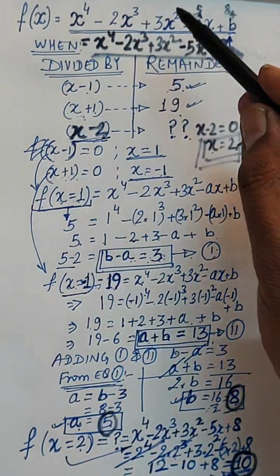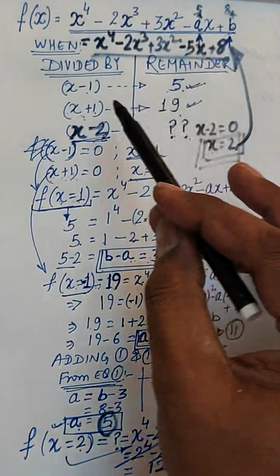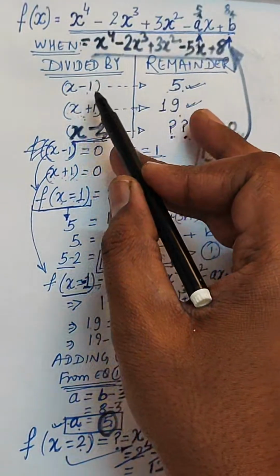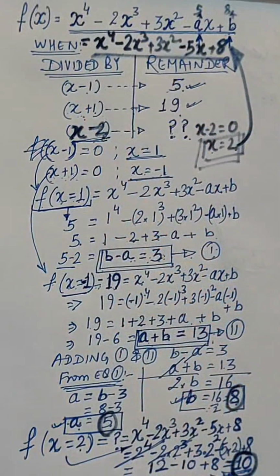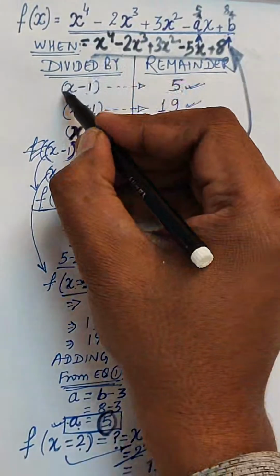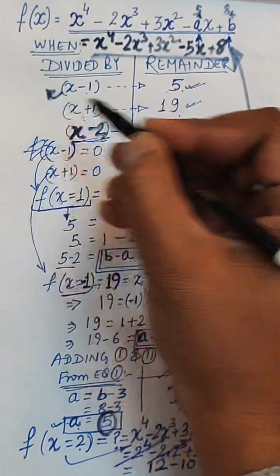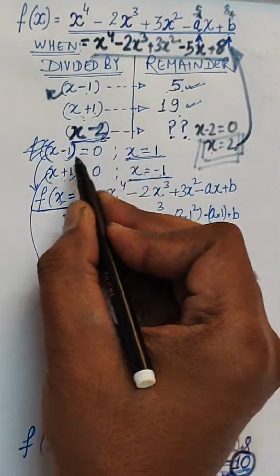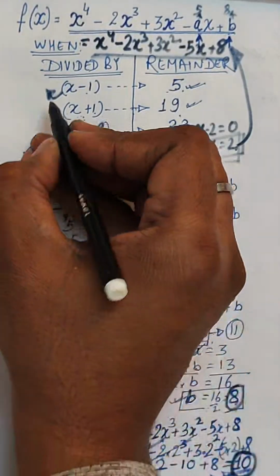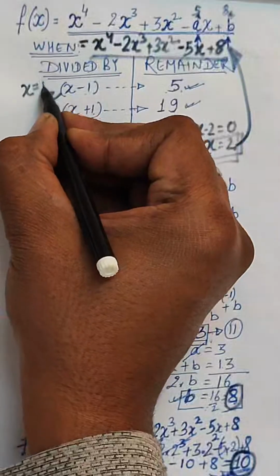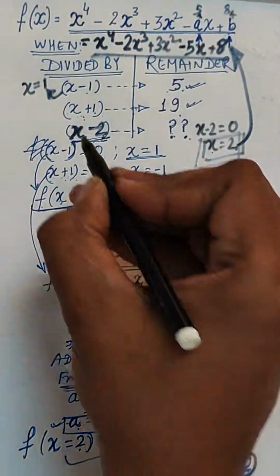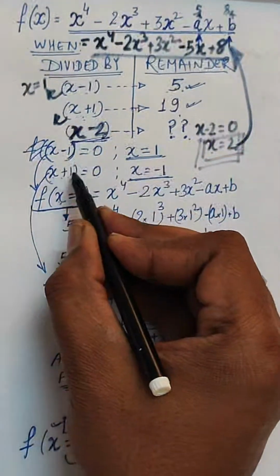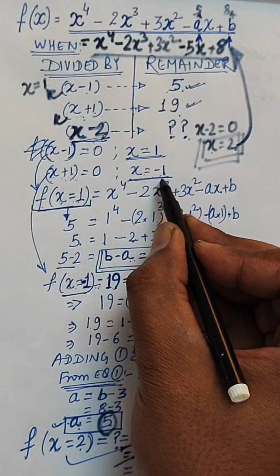When any function is given as divided by something like x minus 1 or x plus 1, then consider this as a factor and equate it to 0, and you will get the value of x. When you equate x minus 1 equal to 0, this gives you x equal to 1. So x minus 1 reflects that x is equal to 1. And x plus 1, when equated to 0, means the 1 goes to the RHS, so x equal to minus 1.